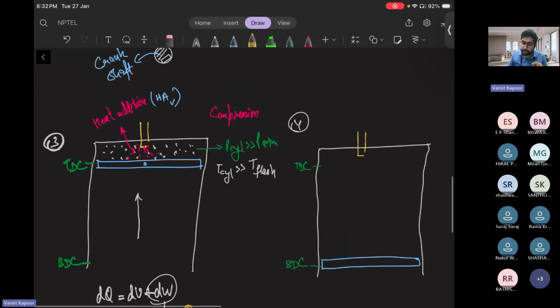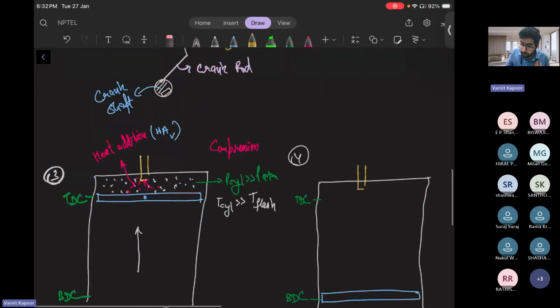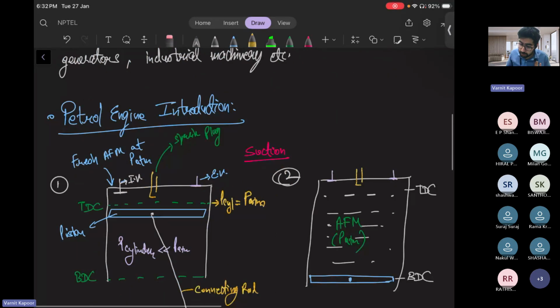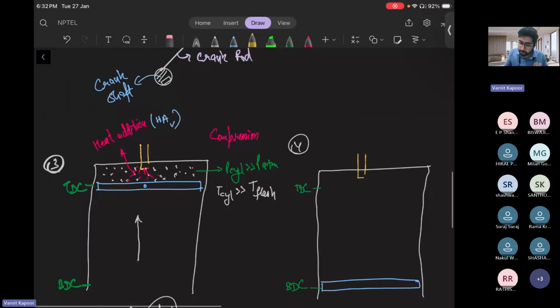Okay, and in all these things, both the valves are closed, since after the suction all the valves remain closed. I'll mark these valves also, because you don't want your air fuel mixture to go out right now. Till the power stroke, all your valves remain closed.